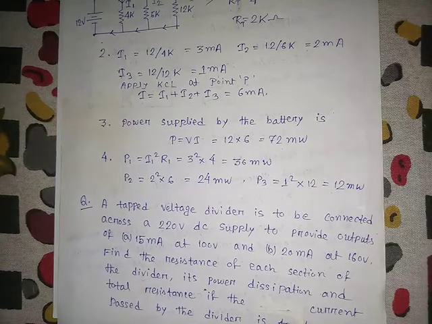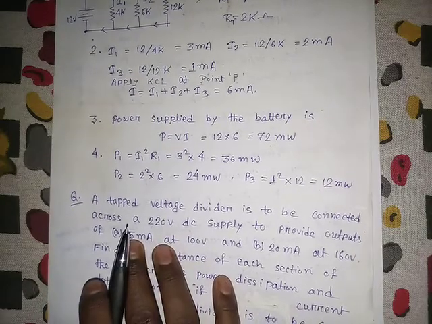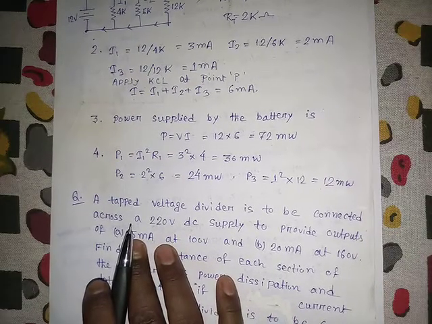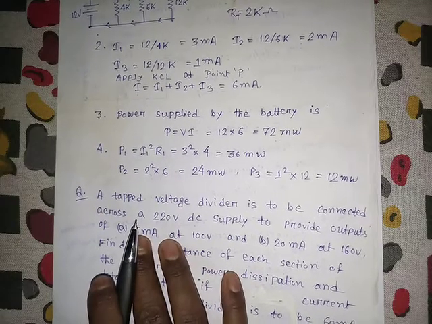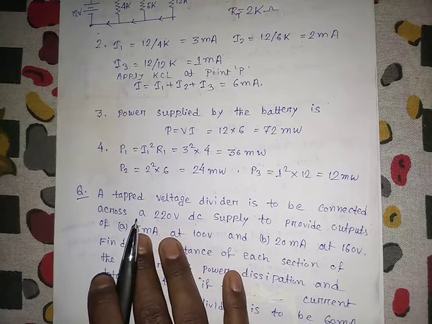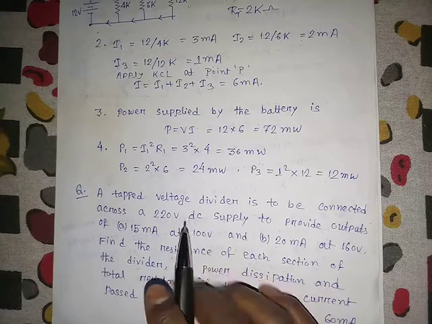Now going to our third question, power supplied by the battery. We know the power formula, there are actually three formulas. One is P equal to VI, another is P equal to I square R, and the last one is P equal to V square by R. So we are using these three formulas for calculating power.